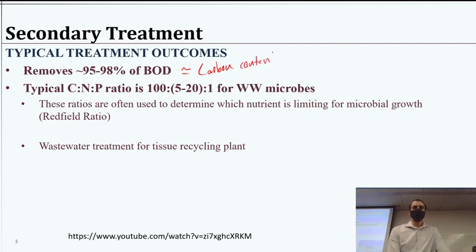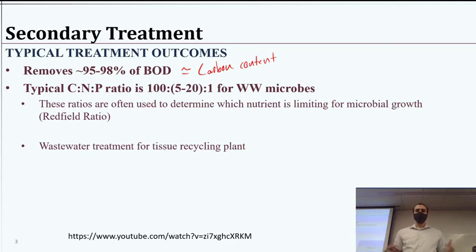Or it's at least directly related. So once we get rid of most of the carbon by doing this aeration, then the tertiary treatment can come in, and we might then want to remove the nitrogen and the phosphorus. So what we want to know is the typical carbon to nitrogen to phosphorus ratios that our organisms are composed of.